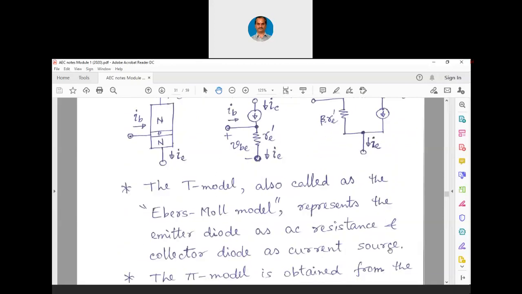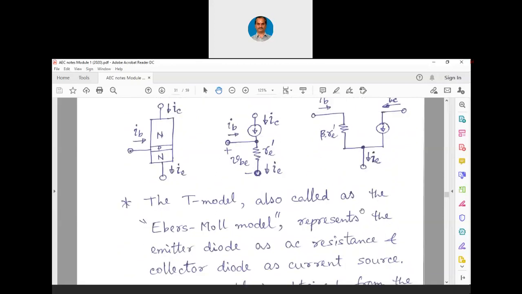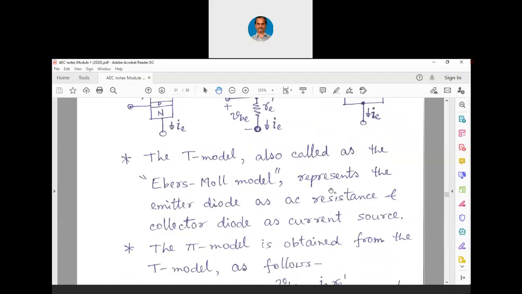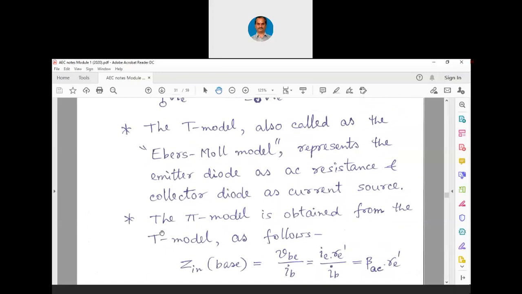Now, the T model, also called the Ebers-Moll model, represents the emitter diode as an AC resistance and the collector diode as a current source. As I have told you already, in the region of the Q point, because it is in the active region, the collector current is almost constant, so we can represent it as a current source. The pi model is obtained from the T model as follows.